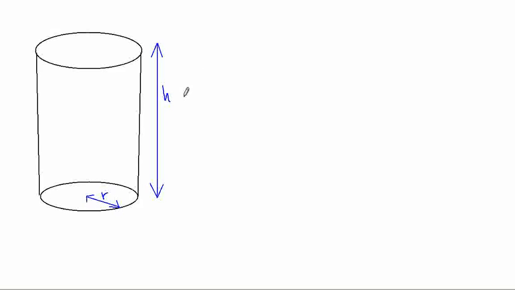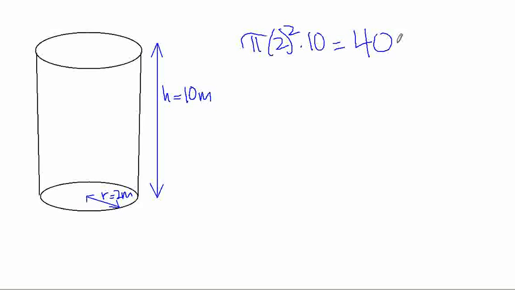Suppose I had a right circular cylinder where the height was 10 meters and the radius was 2 meters. Can we find the volume and surface area? So for the volume, I would use pi times 2 squared times the height, and that would give 40 pi cubic meters.